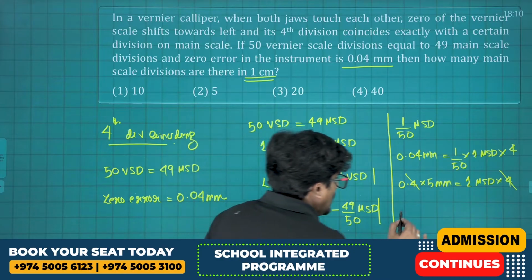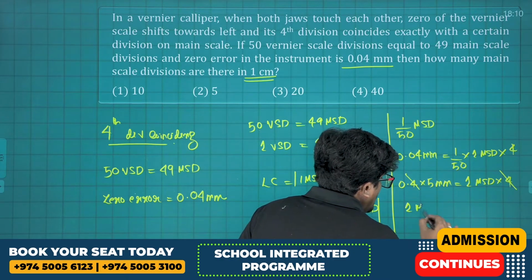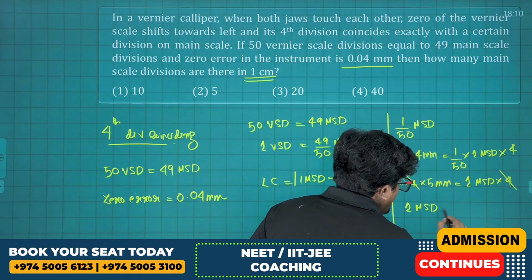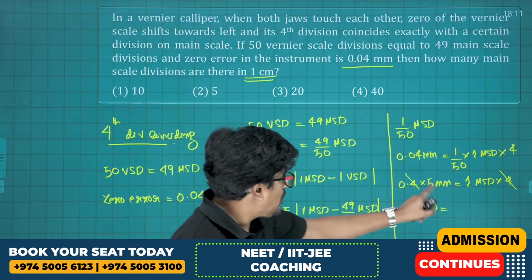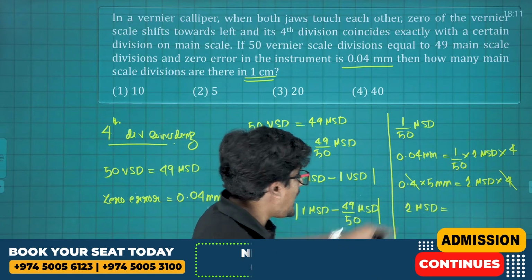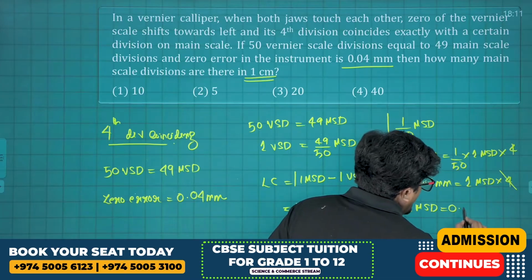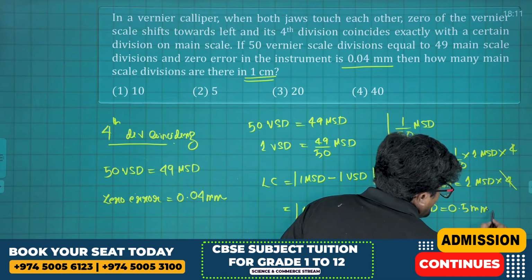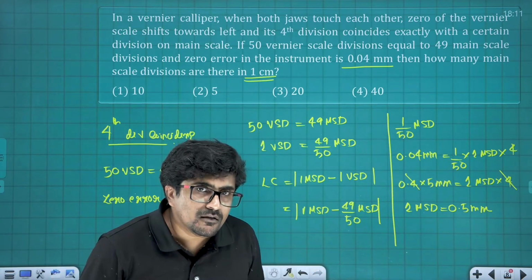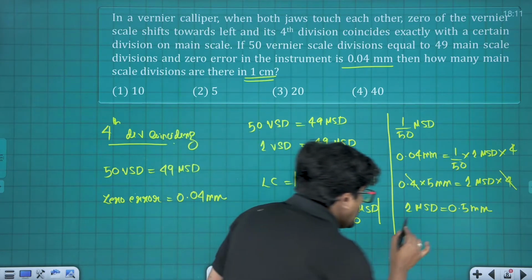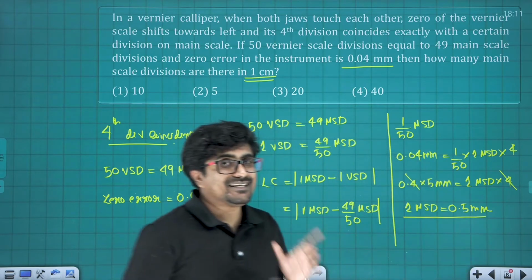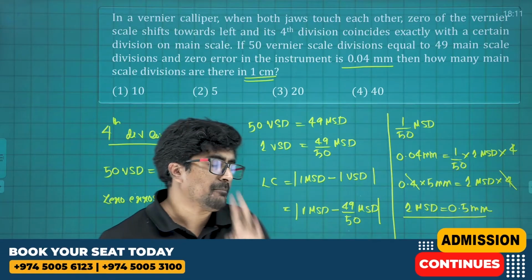Okay, fine. Now what about 1 MSD? 1 MSD is equal to, here I am left with 0.5 mm. Is that fine? I repeat, 1 main scale division is equal to 0.5 mm.